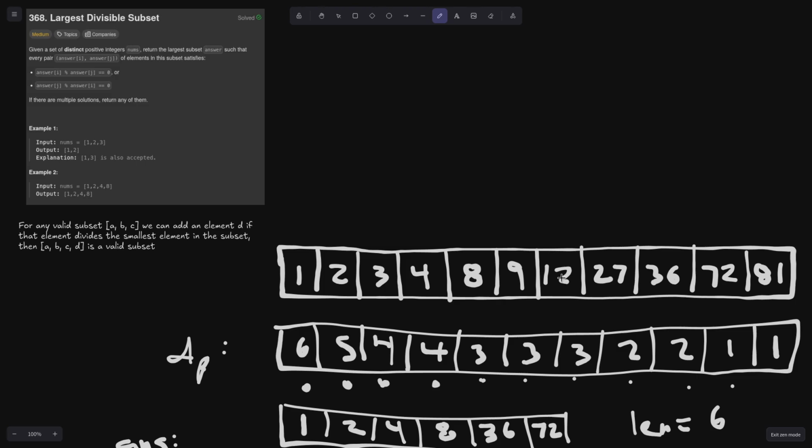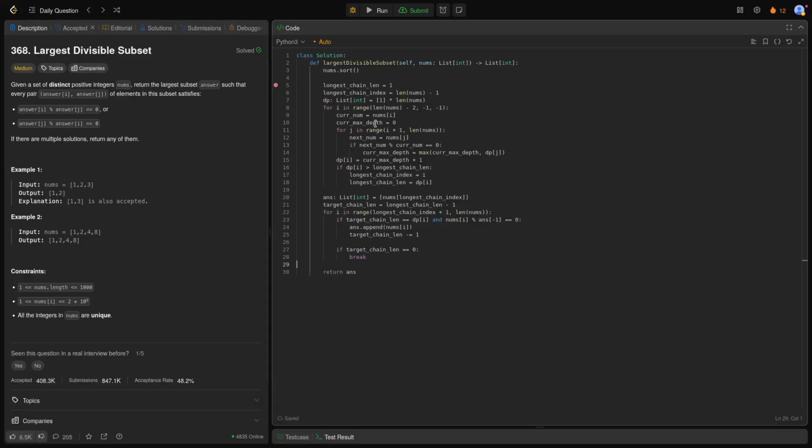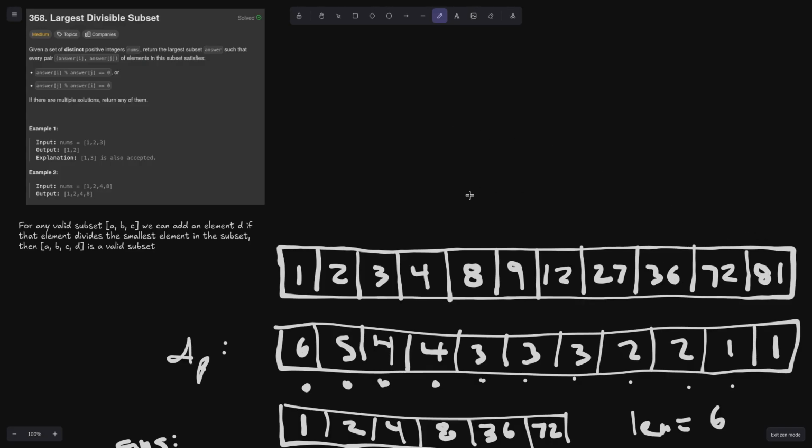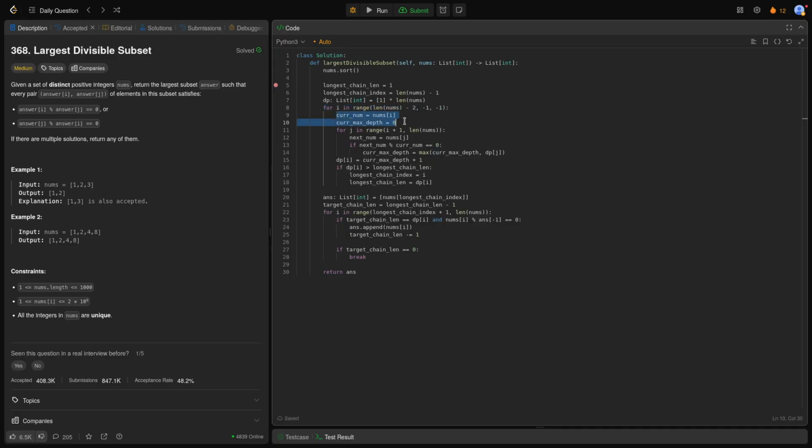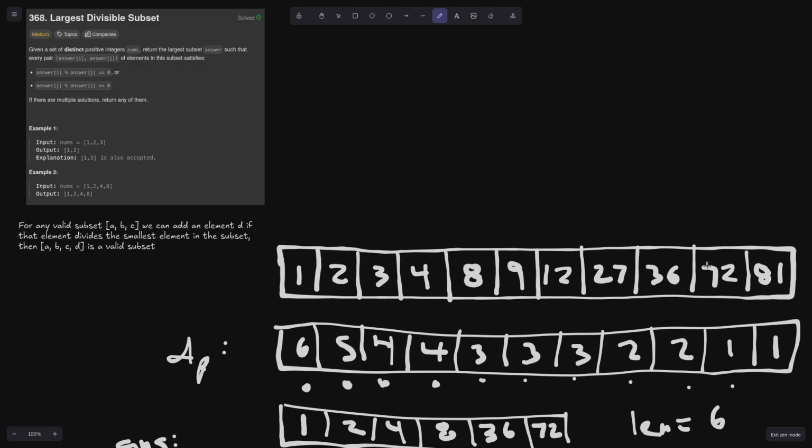And if we just look at the code, it's pretty simple. I just have some extra variables here. I'll explain them. But first, we're going to sort. Then we're going to initialize our DP array. And then we're going to go in reverse order like we did here. We're going to iterate backwards. And then we're going to basically do our whole operation of finding the biggest element that it divides.